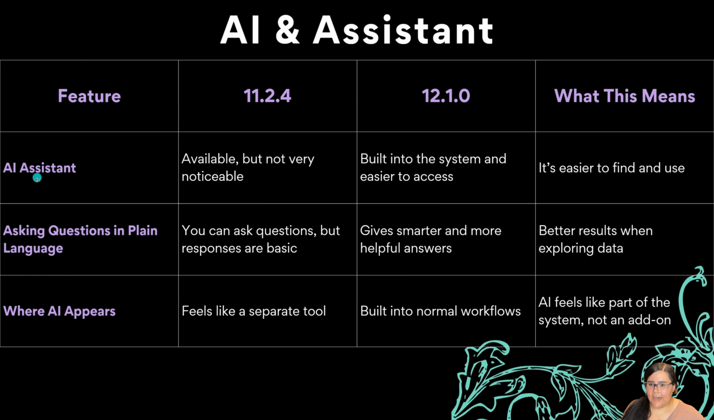Now, I wanted to mention the AI assistant. In the previous version, you probably didn't even notice it. UKG likely never highlighted it, never even brought it up because it was just an add-on. Now in 12.1, we can see there's beginnings of an AI assistant, but as you saw in my example, very limited. Yes, it's easier to access, but still does not do a lot.